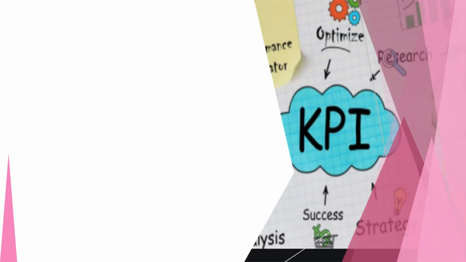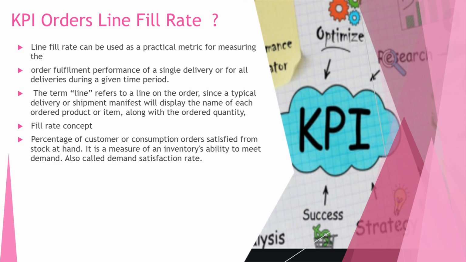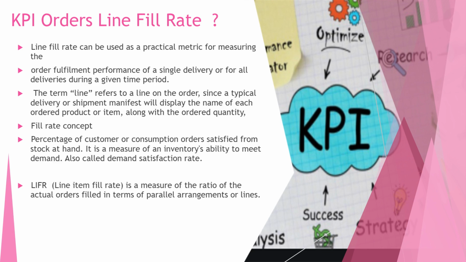KPI: order line fill rate. Line fill rate can be used as a practical metric for measuring the order fulfillment performance of a single delivery or for all deliveries during a given time period. The term line refers to a line on the order, since a typical delivery or shipment manifest will display the name of each ordered product or item, along with the ordered quantity.